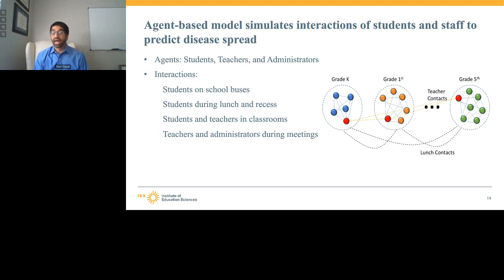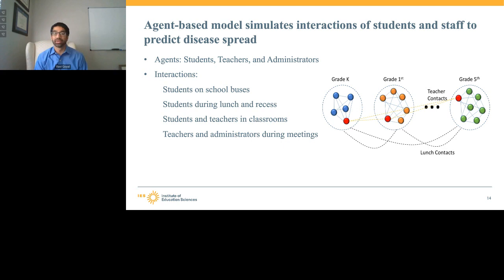Agent-based models represent a class of computational models for simulating actions and interactions of individuals. The goal of these models is to assess the effects of these interactions on the system as a whole. In our model, the individuals are students, teachers, and administrators.